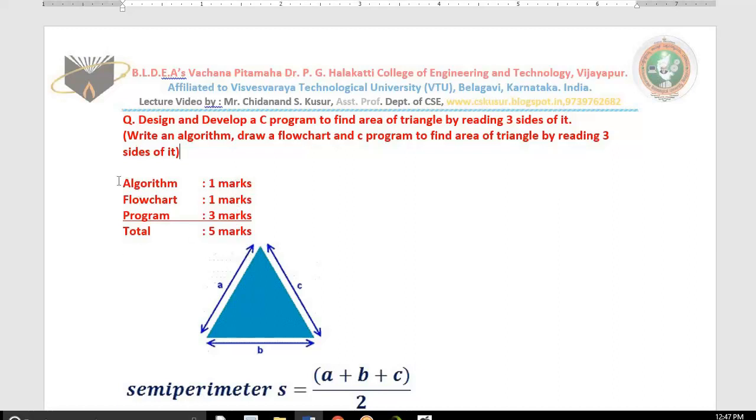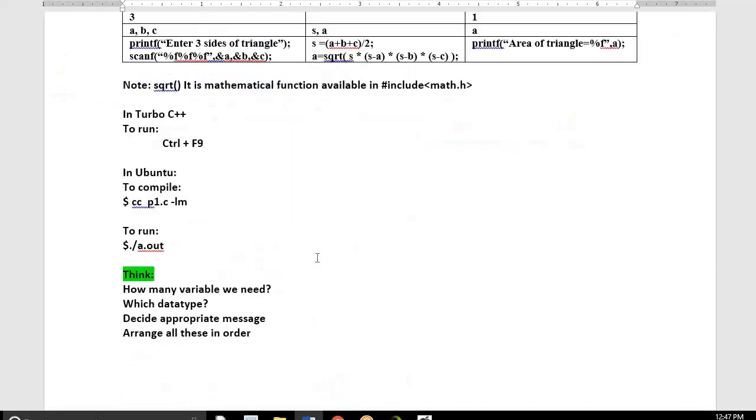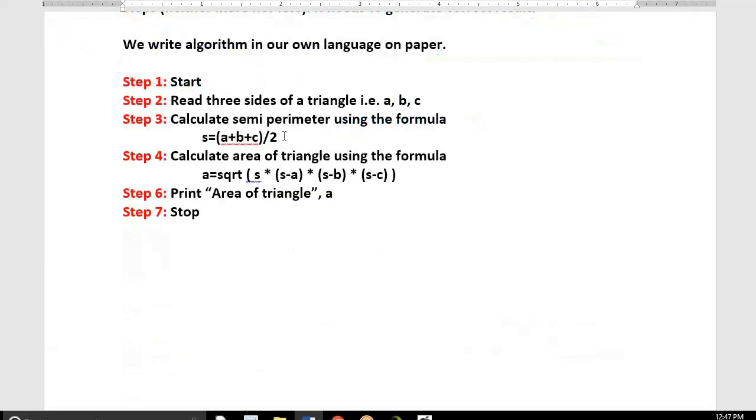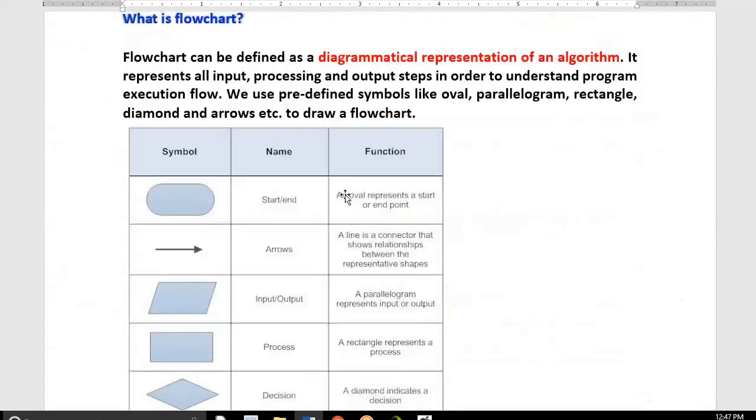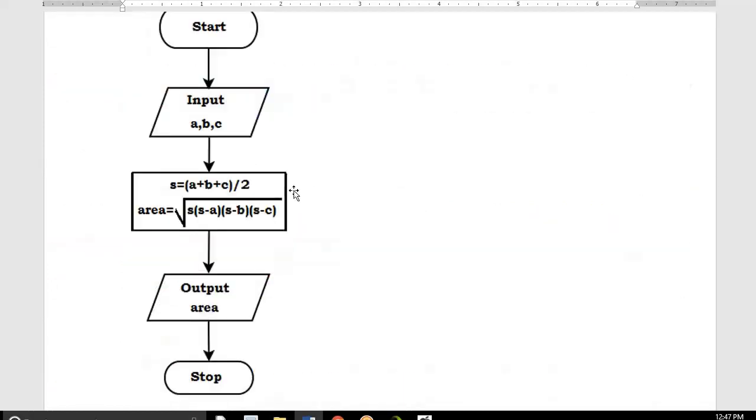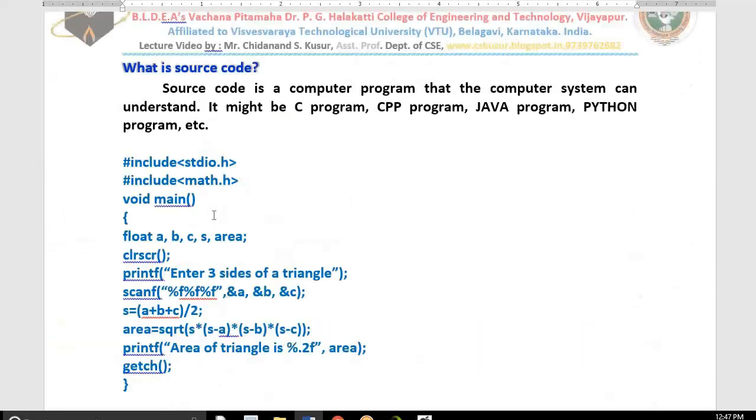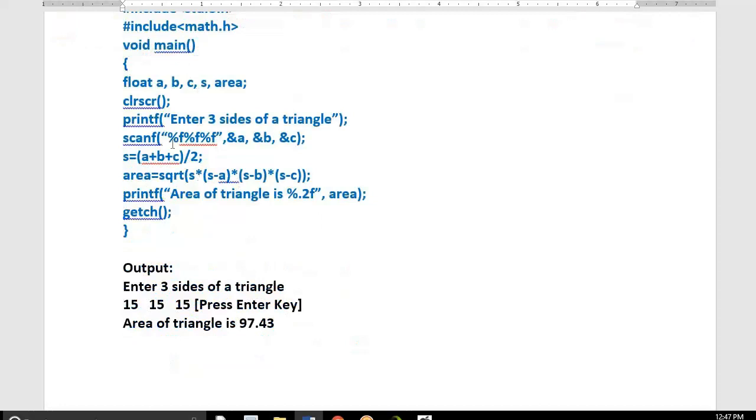Let us discuss all these three in detail. In today's lecture video, I teach you what is an algorithm, as well as we write an algorithm to find area of triangle by reading three sides of it, as well as I teach you what is flowchart. Then we draw a flowchart to find area of triangle by reading three sides of it. At the end of this video, I am going to teach you what is source code. That means that is the program. Then how to write the C program to find area of triangle by reading three sides of it. That is what we discuss in today's class.